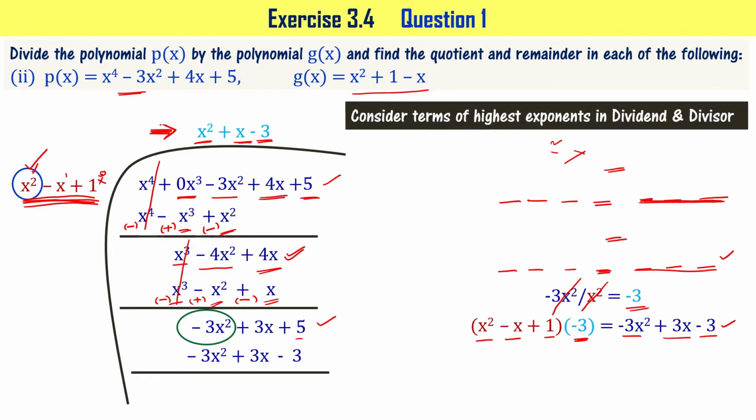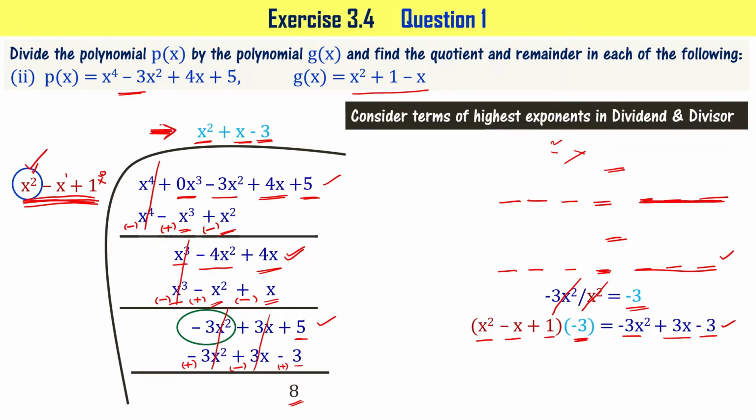When you subtract, what you do is you change signs of the terms from the below expression, right? This is going to be plus 3x square now. This is going to be minus 3x now. And this is going to be plus 3 now, right? So minus 3x square plus 3x square get cancelled. And here plus 3x and minus 3x, this also gets cancelled. You have plus 5 and plus 3, right? That is plus 8.